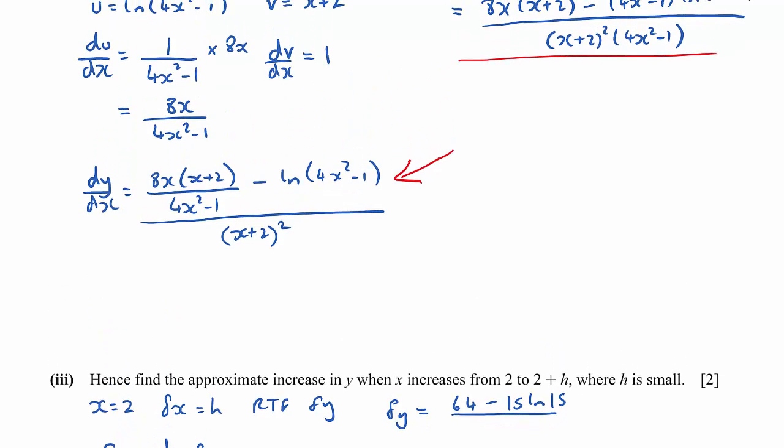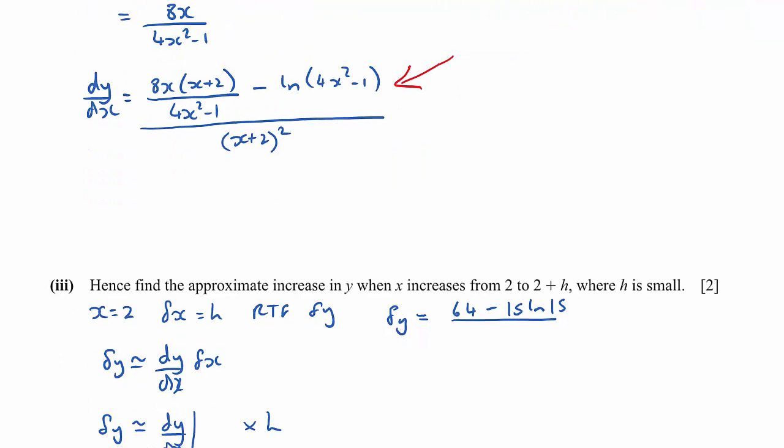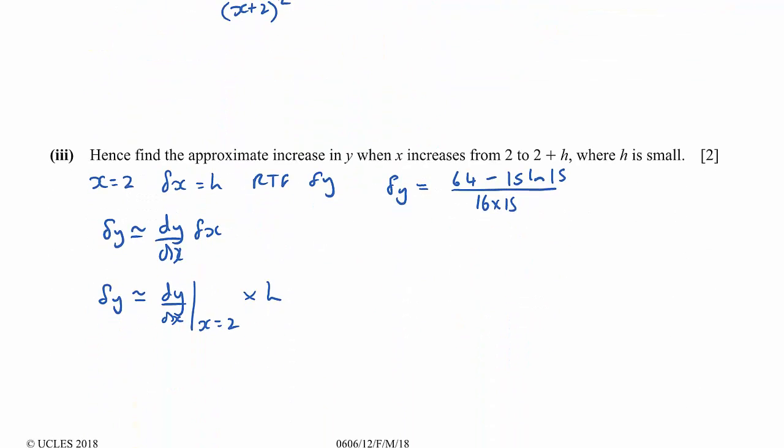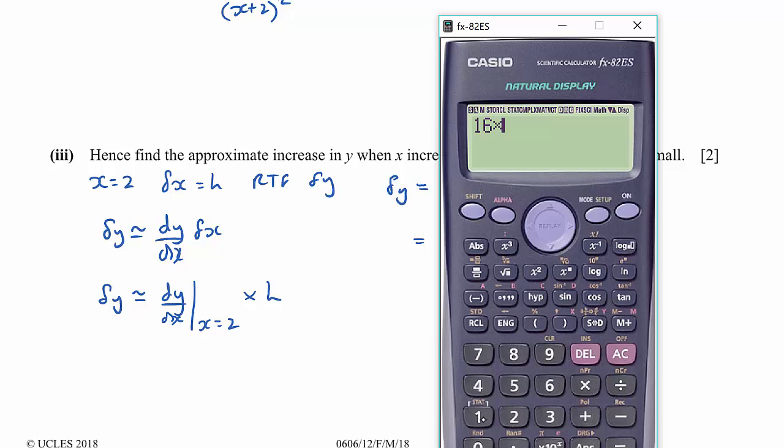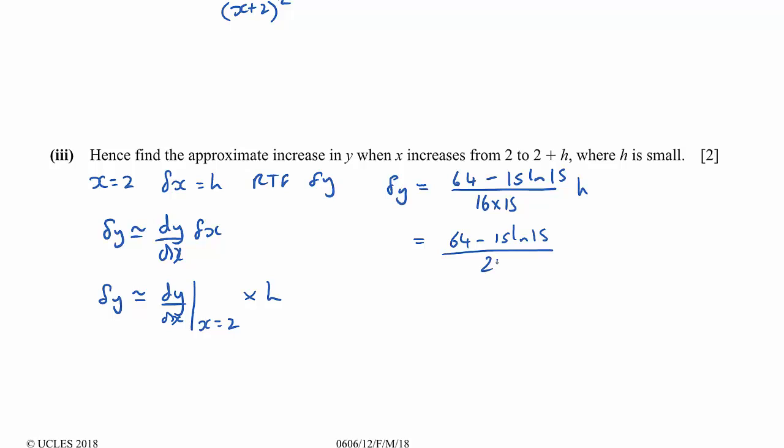Over 2 plus 2, 4 squared, 16 times 15. So that's 64 take away 15 ln 15 over 16 times 15, which is 240, times h obviously.